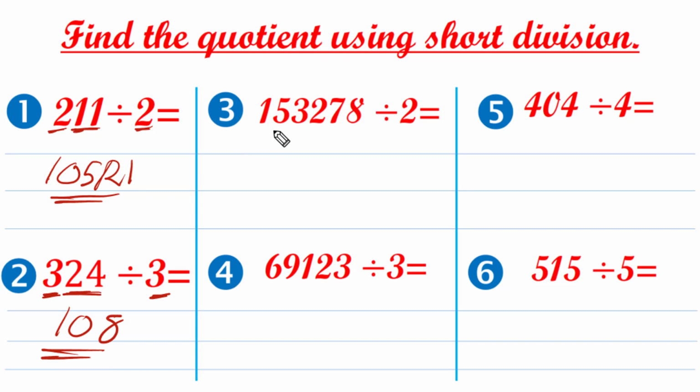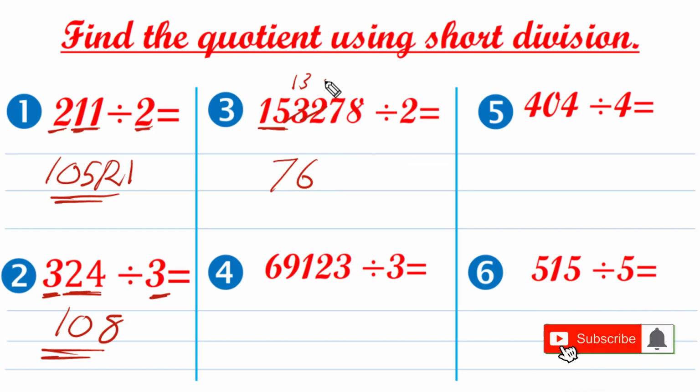Next, take digit by digit. 1 divided by 2 doesn't work. So take the first 2 digits. It will be 15 divided by 2 equals 7. 7 times 2 equals 14. The remainder will be 1. So cut 3 and write 13. 13 divided by 2 equals 6. 6 times 2 equals 12. The remainder will be 1. Now cut 2 and write 12.